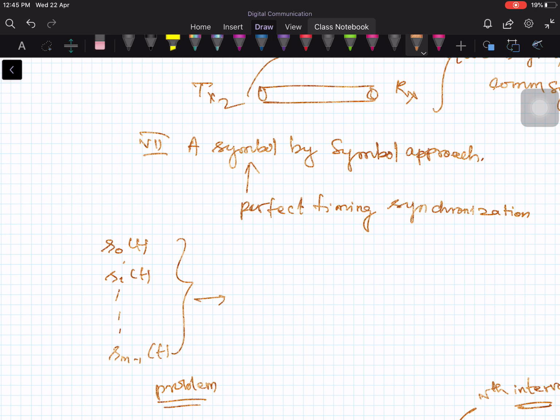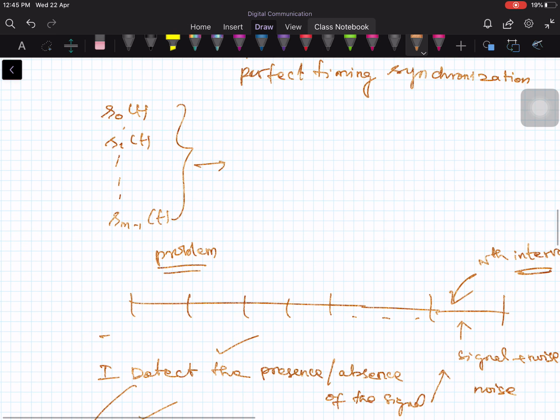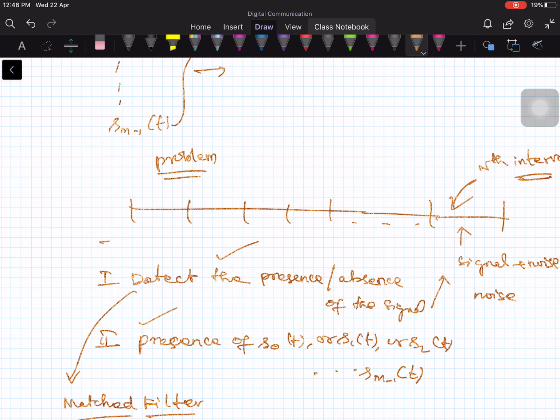So for that, we need to have perfect synchronization, where the bit starts and where the bit ends, and the duration of your symbol interval. All this information we should know between the transmitter and the receiver. That means your transmitter and the receiver both are perfectly synchronized. Okay, and then the detection problem is posed as detecting the presence or absence of the signal.